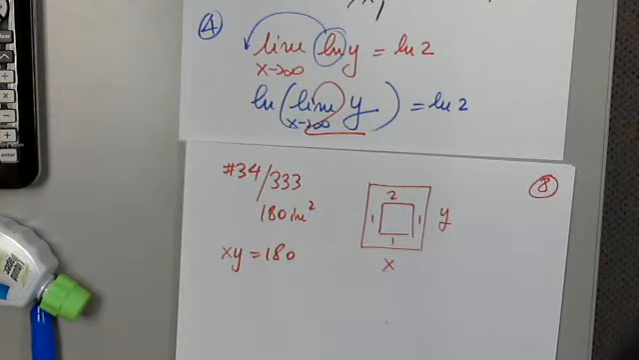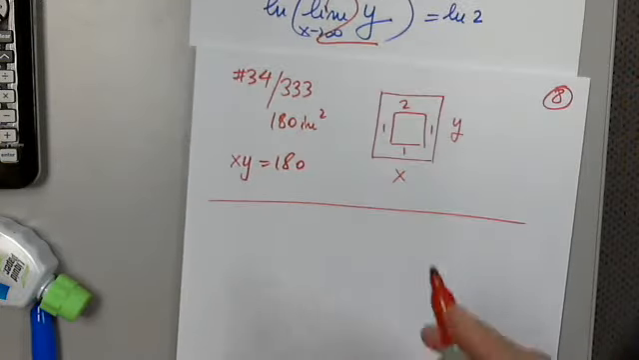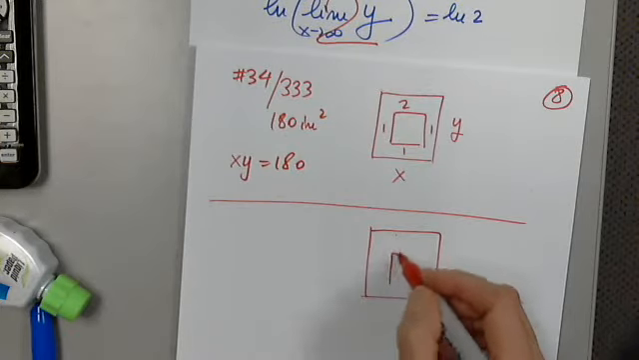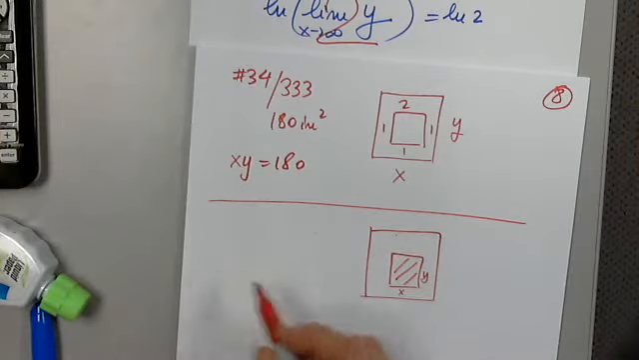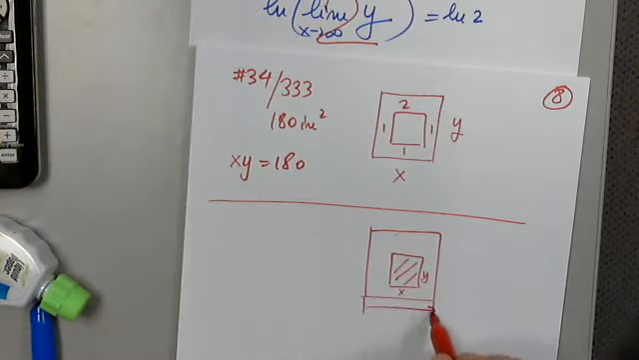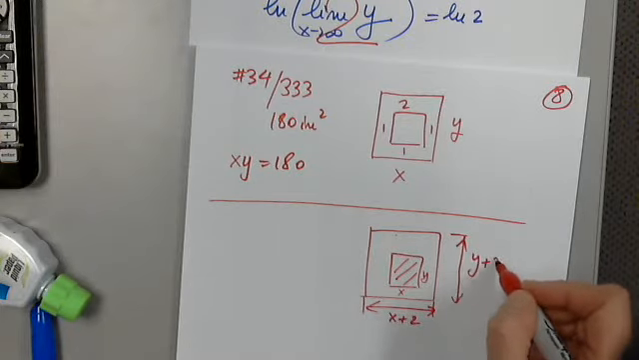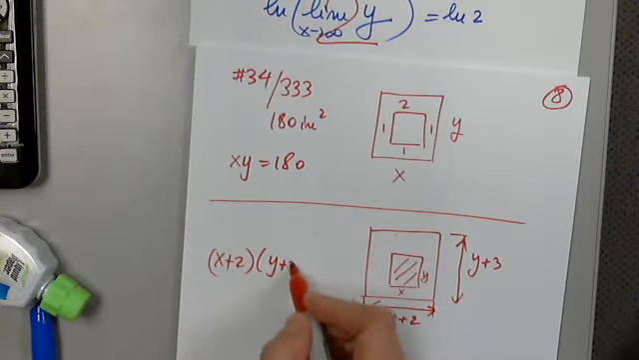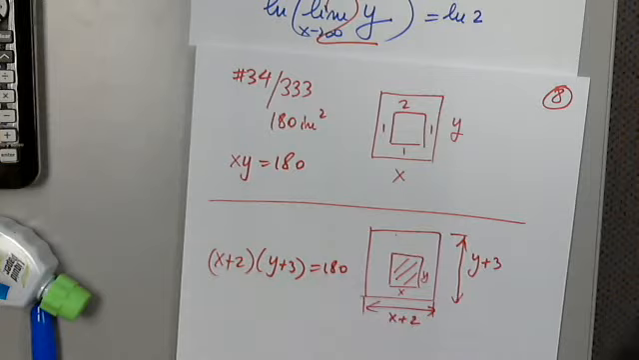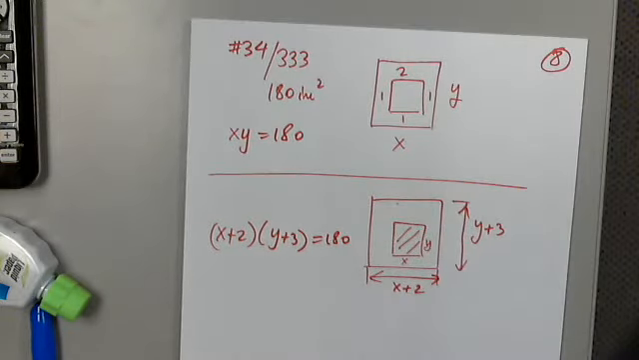That's one option, so that's option number 1. And option number 2 is to consider this x and y, and then this is x plus 2 and this is y plus 3. Then x plus 2 times y plus 3 equals 180. One or the other. Both should give us the same answer.